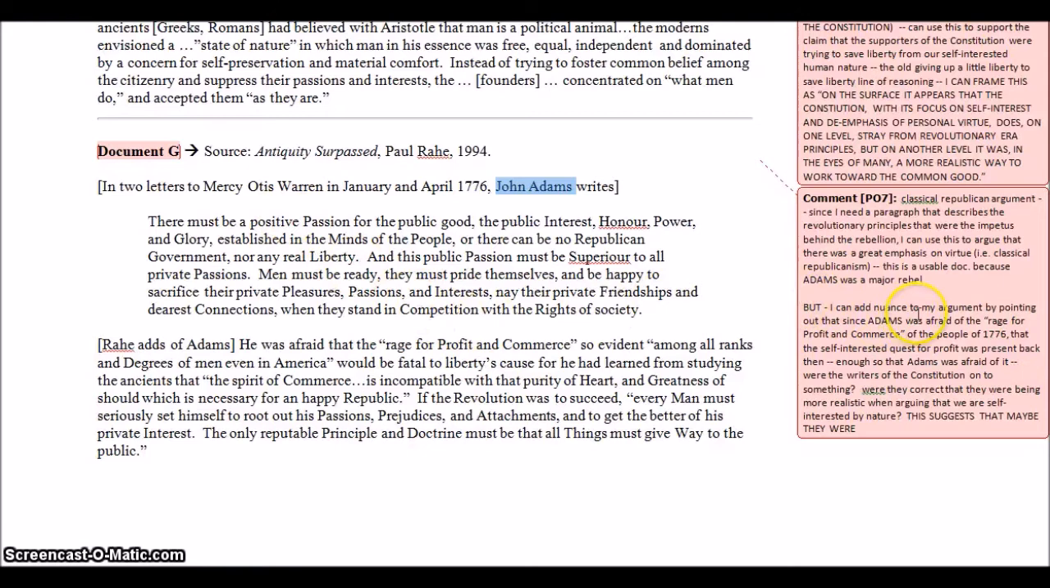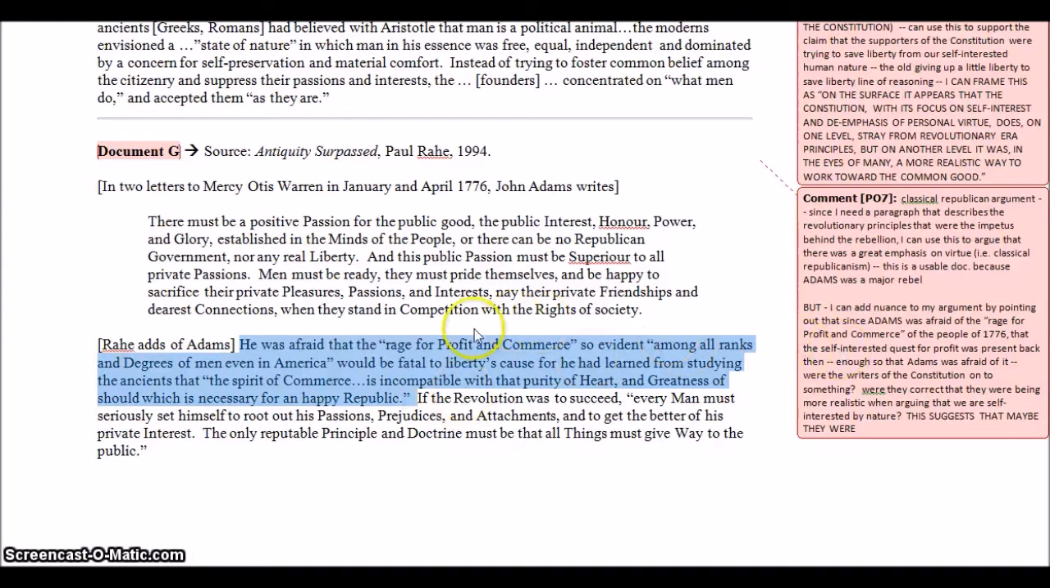But I can add nuance or complexity to my argument by pointing out that Adams was afraid of the rage for profit and commerce, because if you read here, this was Ray talking about Adams. He was afraid that the rage for profit and commerce, so evident among all ranks and degrees of men, even in America, he was afraid it would be fatal to liberty's cause. For he had learned from studying the ancients that the spirit of commerce is incompatible with that purity of heart and greatness of which is necessary for a happy republic.